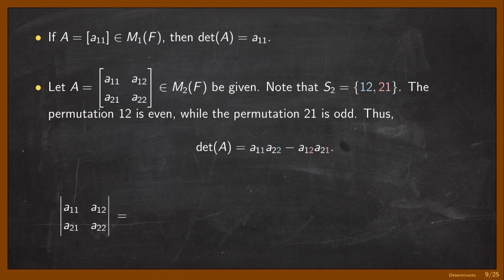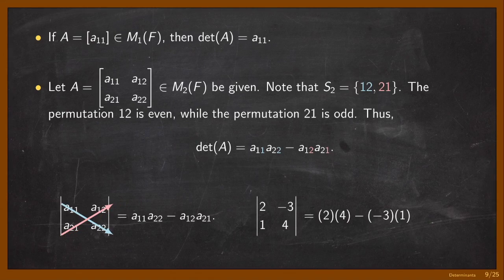As a mnemonic device, you can illustrate a 2 by 2 determinant using the following. A11 times A22 represents the product of the main diagonal entries, minus the product of the anti-diagonal entries, A12 times A21. As an example, if you have this 2 by 2 determinant, it is equal to 2 times 4 minus negative 3 times 1. That's 8 plus 3, that's 11. So the determinant is 11.